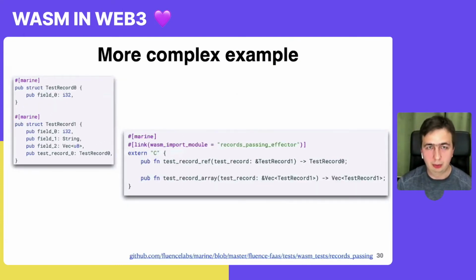Also, more complex examples are of course supported. For example, here you can see that records could be used, and records could also contain fields that store other records, and we also support passing by reference in imports and exports. But please note that since it's a shared memory linking scheme, memory is copied, and passing by reference in exports is like syntactic sugar. It doesn't allow you to prevent additional copying.